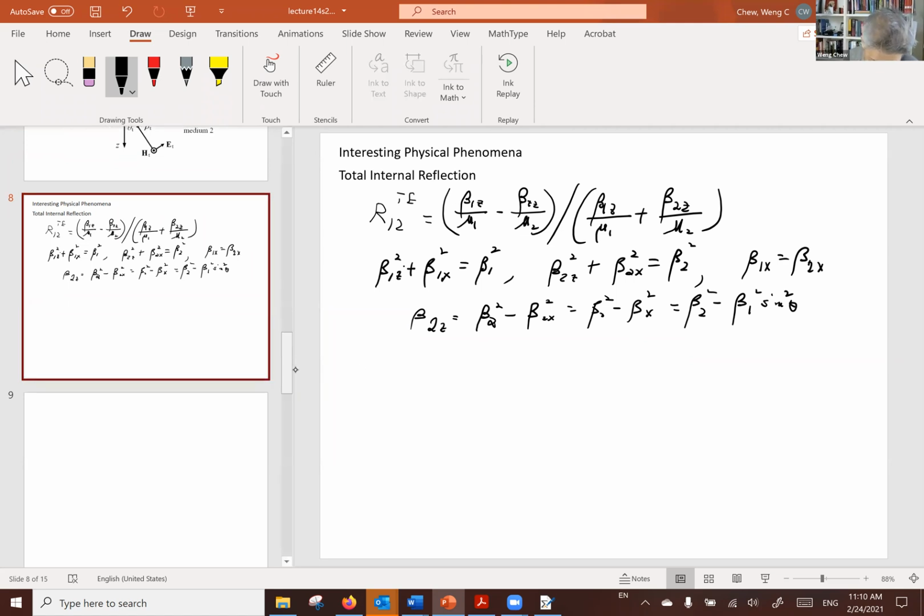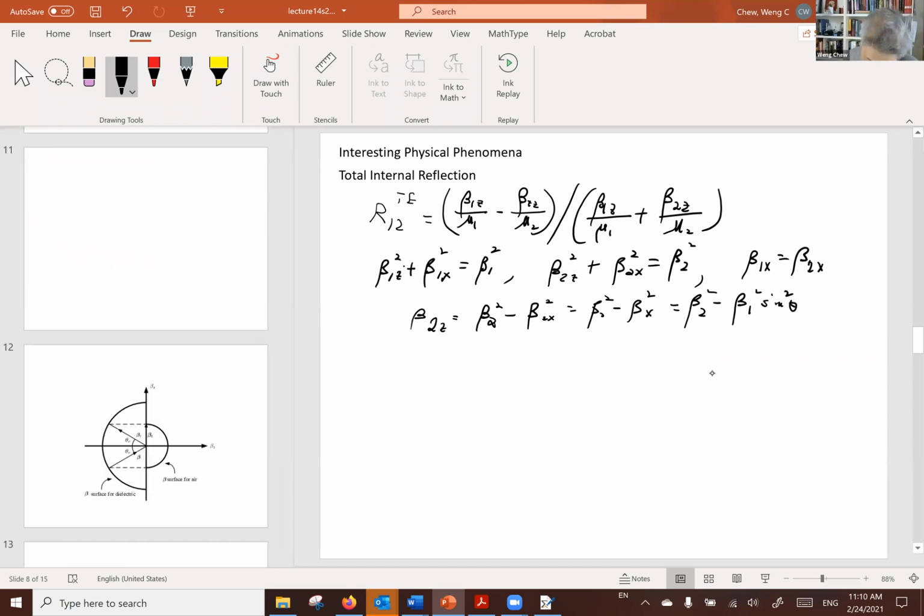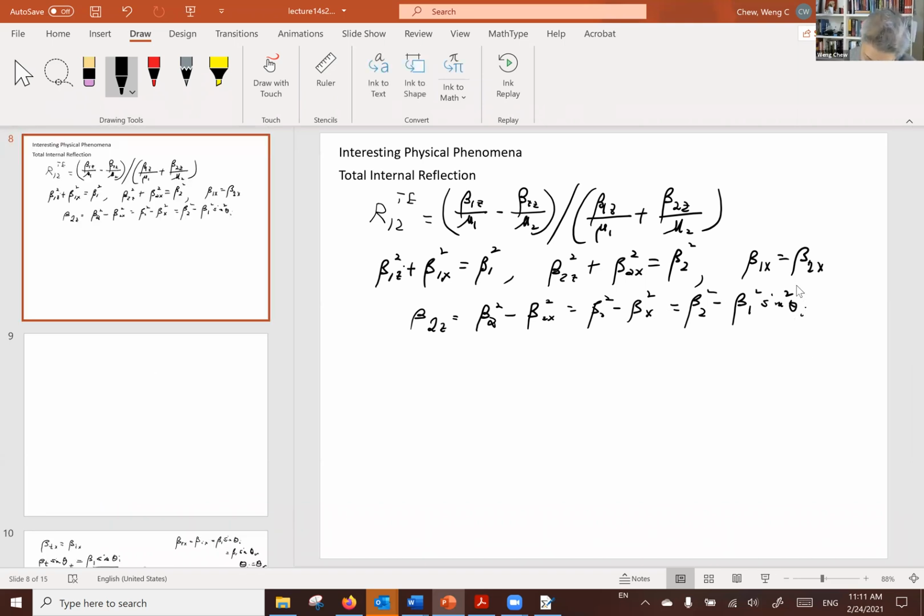Did I say it right? It is a case where beta 2 is smaller than beta 1. Again, when beta 2 is smaller than beta 1, it will come to a juncture when you increase this angle of incidence, this is the angle of incidence, that this one will become a negative number. And when that happens, then beta 2z becomes a pure imaginary number. Let's call it minus j alpha 2z. Okay, it becomes a pure imaginary number.